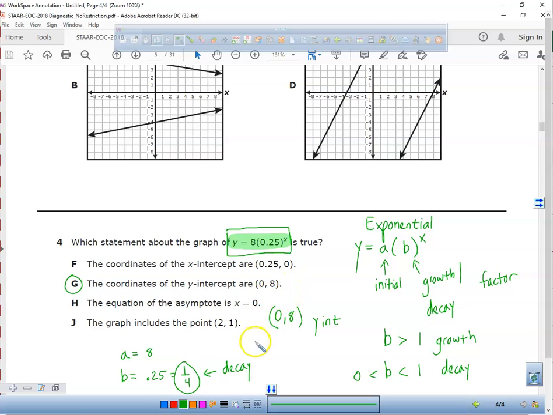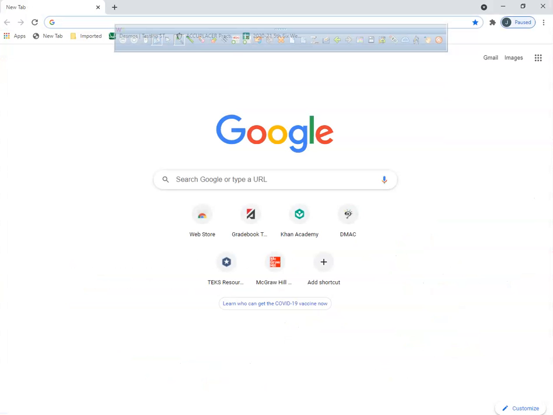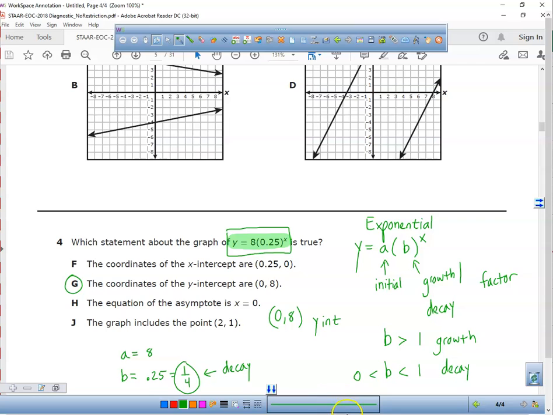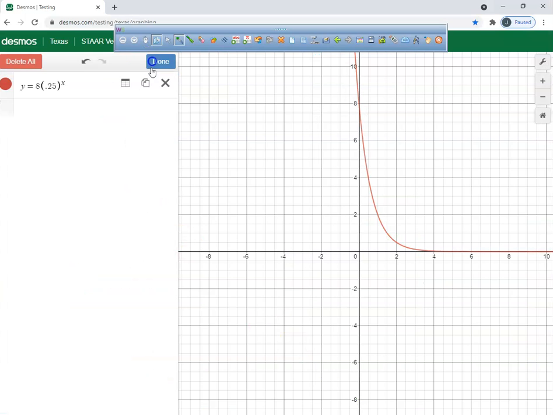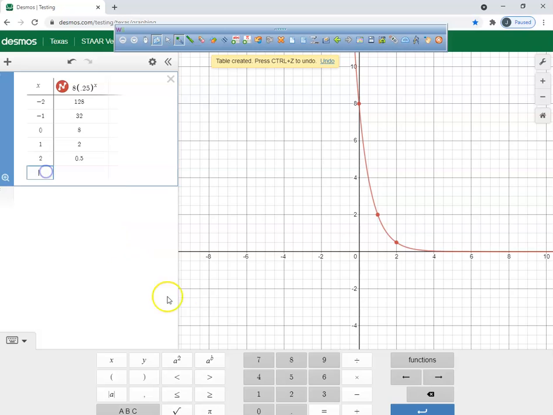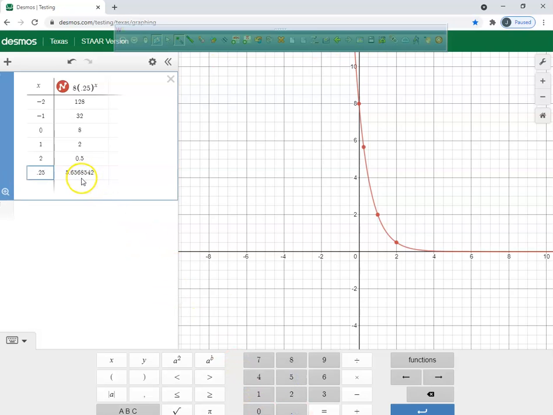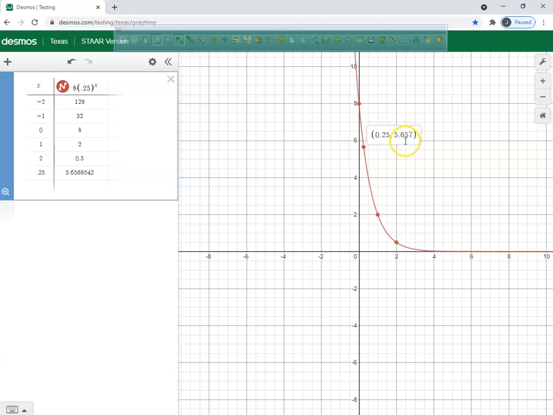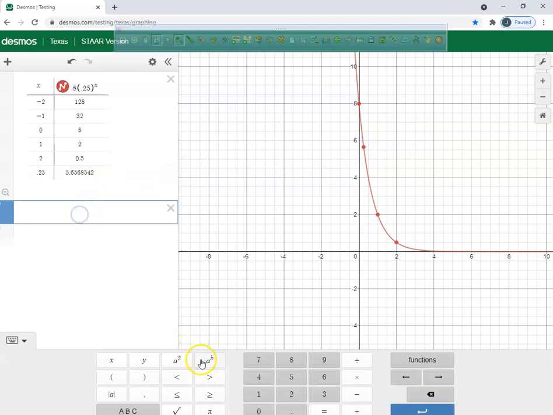Okay. Now, how could you test whether or not the other ones are true or not? It says the coordinates of the x-intercept are 0.25, 0. Well, let's just take a look at where 0.25 is. Ready? If I go to 0.25, is that at 0? No. You guys see where I put that? 0.25? That is definitely not at 0.